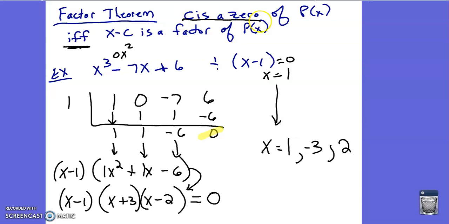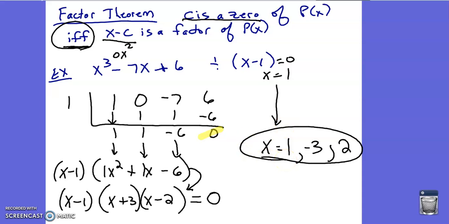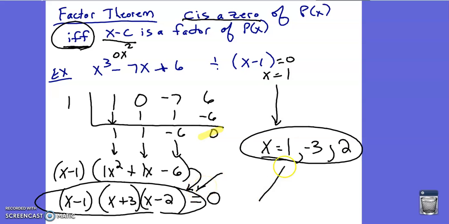So if c is a 0, then x minus c is a factor. And again, if and only if means it can be read the other way around. So if x minus c is a factor, then c is a 0. So I can find the zeros by this, I can factor. So, if I ask you to factor all of this using synthetic division, then I'm looking for this answer. If I say find the zeros, then I'm looking for this final answer as well.